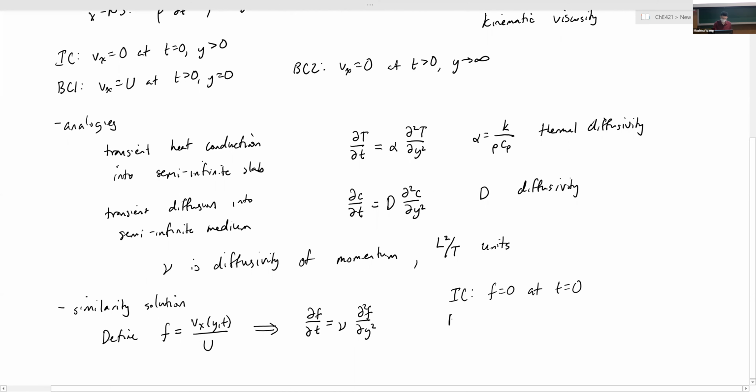Okay, and then if Vx equals u, then f equals 1.